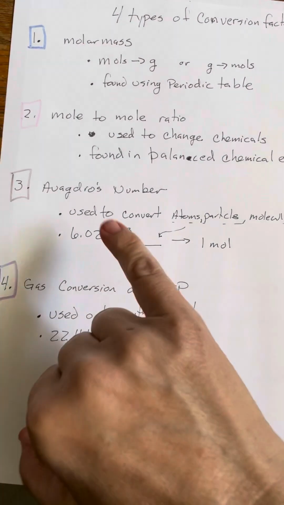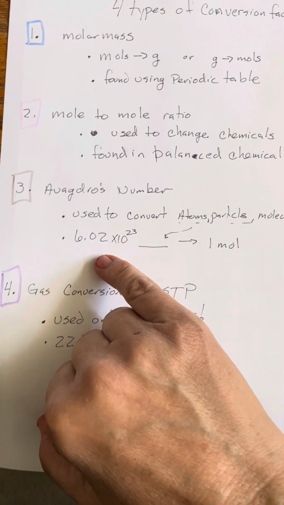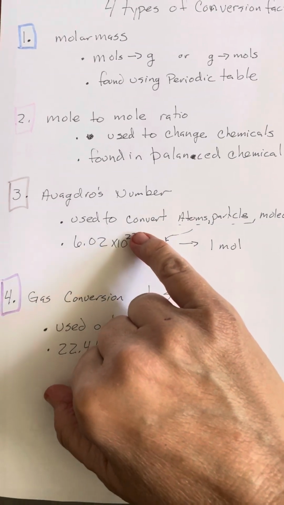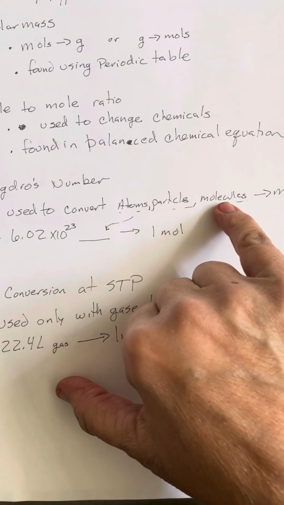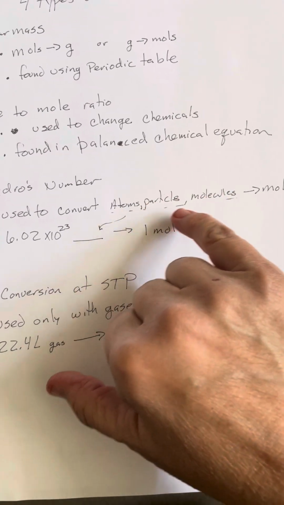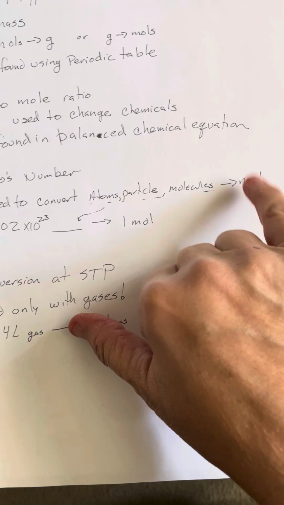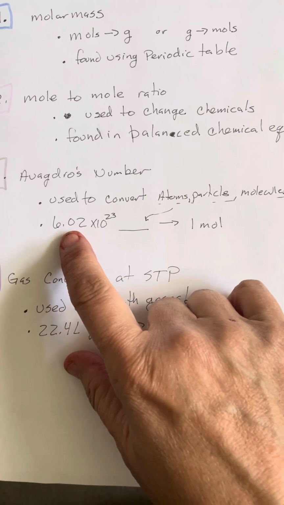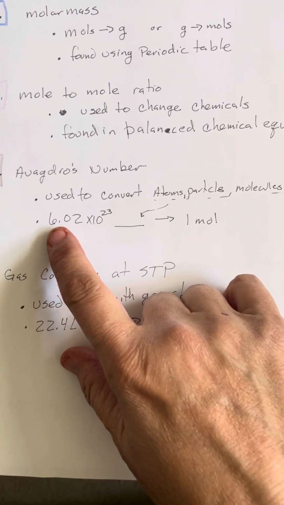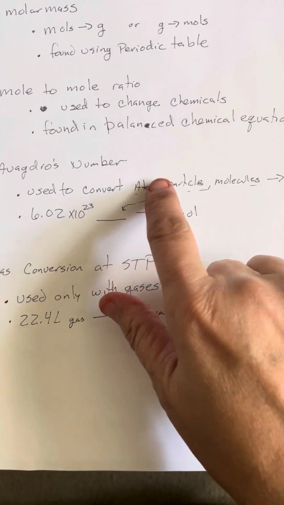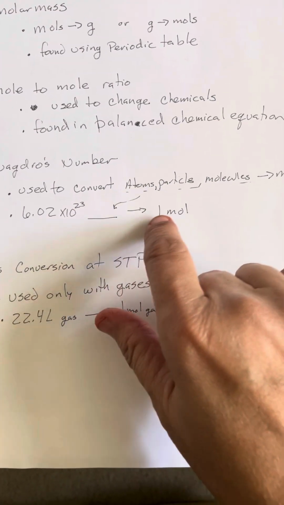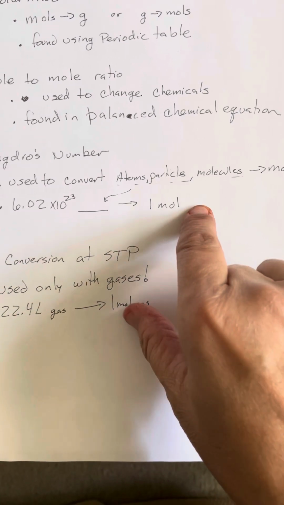And you also have Avogadro's number. The key words to look for, and you know you're going to use Avogadro's number, are atoms, particles, or molecules. If you have one of those, you can convert it into moles by using the conversion factor of 6.02 times 10 to the 23rd, whatever one of these you have of a chemical, equals 1 mole of that chemical.